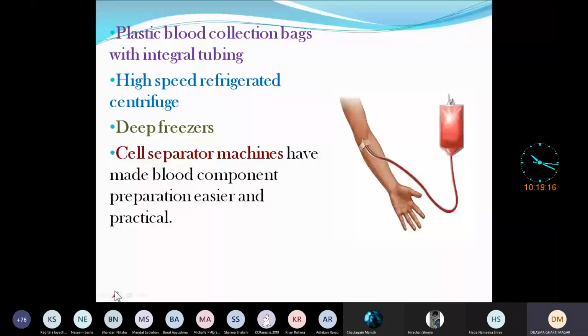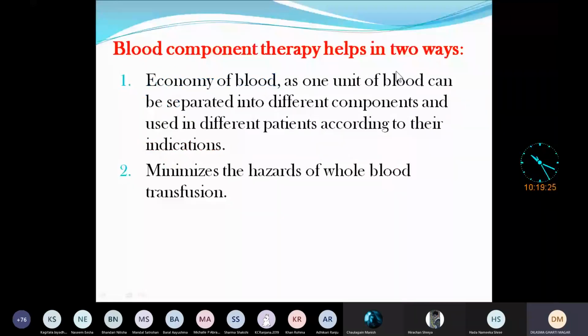So now the blood component therapy will help in 2 ways. See here, one is the economy of the blood, as 1 unit of blood can be separated into different components and used in different patients according to their indications. Understood here? So the blood component therapy is useful because it is economical. If 1 person donates blood and it is given to 3 persons, then it becomes economically beneficial, isn't it so? So 1 person's blood can be given to 2-3 persons. So that's why it is economically useful.